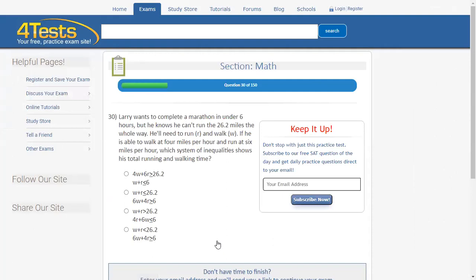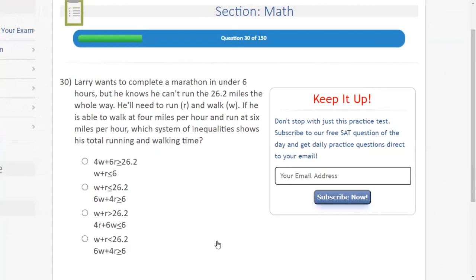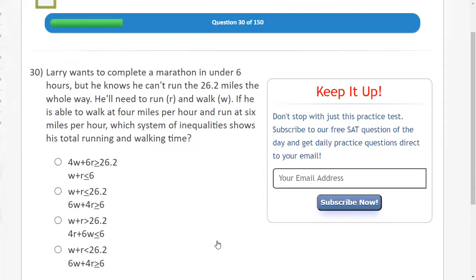So this is the last question of the day. I'm just going to zoom it for your eyes only. Look at this. All right. Larry wants to complete a marathon in under 6 hours, but he knows he needs to run 26.2 miles the whole way. He'll need to run R and walk W. If he's able to walk at 4 miles per hour and run at 6 miles per hour, what system of inequality shows his total running and walking time?